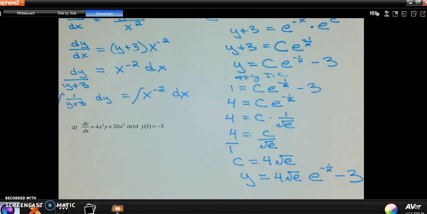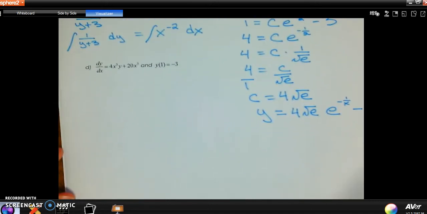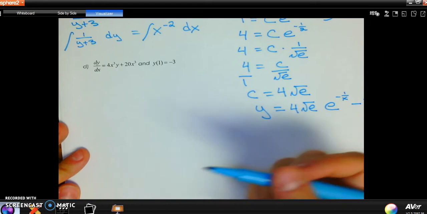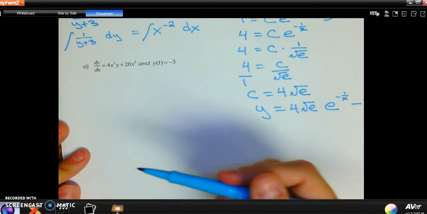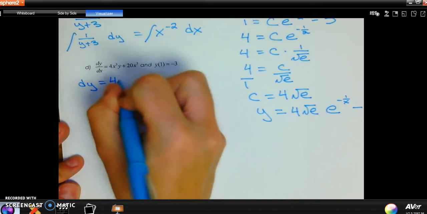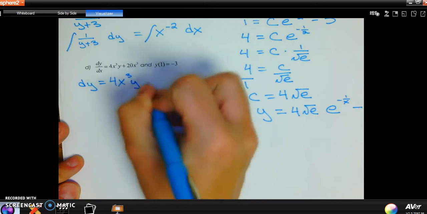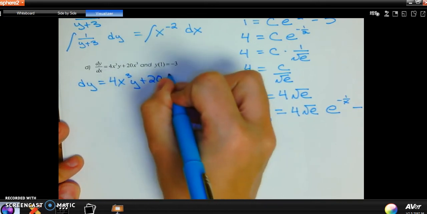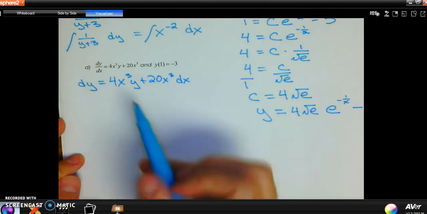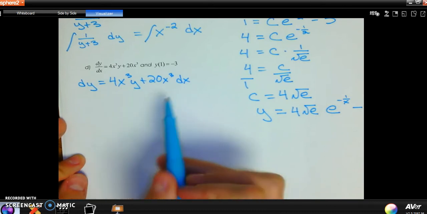All right, hopefully this next one's a little easier, a little less work, because I used up all my room anyways. Here you've got x's and y's on the right. So again, that separation of variables technique is going to be handy. I would start off by multiplying both sides by dx. So you get dy equals 4x cubed y plus 20x cubed dx. Now you're wondering how to move that around. Well, you'll notice now you've got a GCF on this side.